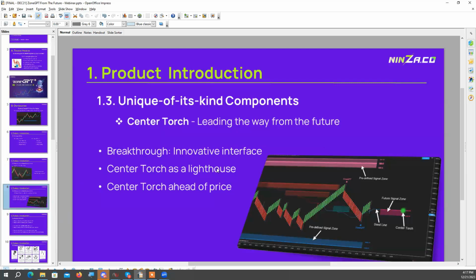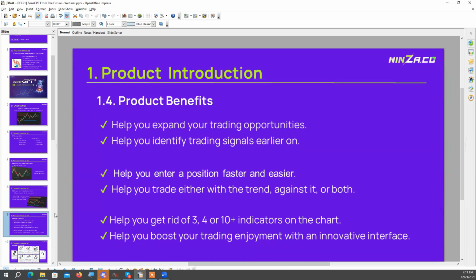Okay, so the components we spoke about, right? The most unique component is the torch, really. The torch is just a very unique way of forecasting where price is going to go. Obviously, if you have a good tool, you have expanded your trading opportunity. You know ahead of time, and that is the key with this. You will know ahead of time where a buy or a sell area might be. And by looking at the torch, you'll have an idea if price should go up or go down.